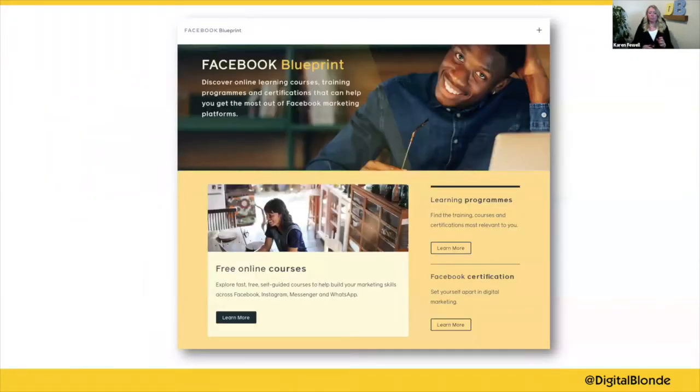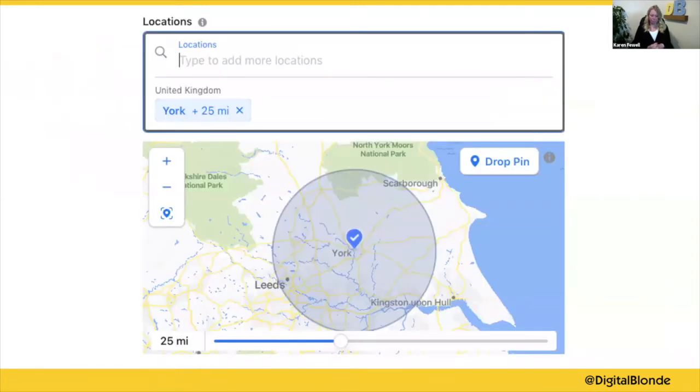I also just wanted to highlight Facebook Blueprint. Here you can see that there's quite a lot of advice around marketing on Facebook, Instagram, Messenger, and WhatsApp. All of this is free and actually really quite good. And you can even get certified from Facebook for your skills.